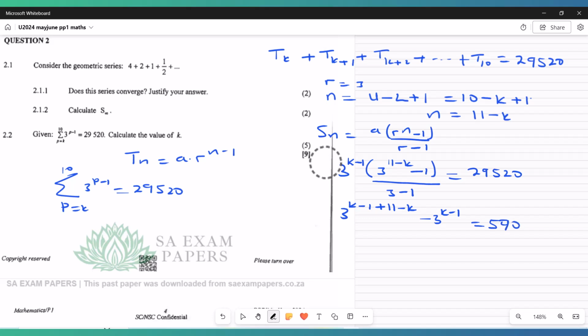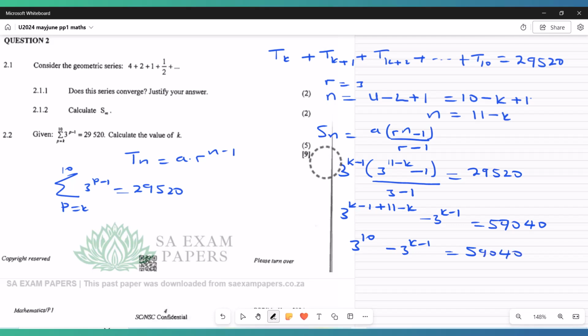590. And then I get 40. Okay, so from here, now if I see, k minus k is going to cancel out. 11 minus 1 is going to be 10. So it means I have 3 to the power 10, and then minus 3 to the power k minus 1 equals 590. Okay, 590. Then 40.